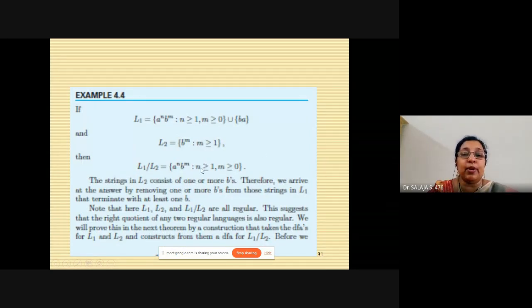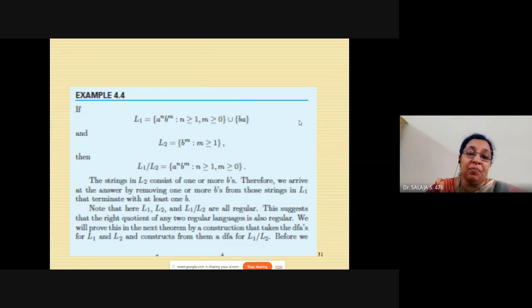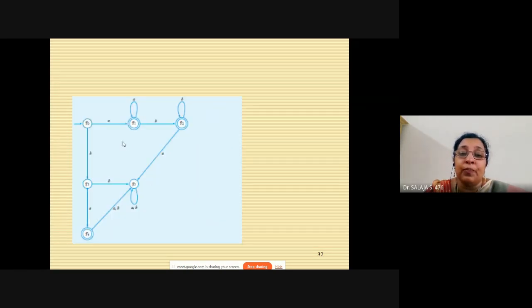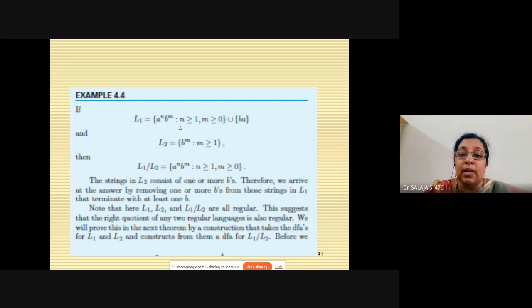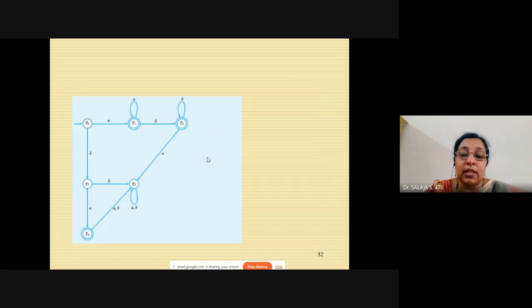We'll take the next example where L1 is A^N B^M, where N is greater than or equal to 1, which means one occurrence of A is mandatory, and M greater than or equal to 0, which means zero occurrences of B are also allowed, union BA. So two different languages are combined. And then L2 is B^M, M greater than or equal to 1, and you are supposed to find L1 slash L2. So we'll draw the diagram for the first part, A^N B^M, N greater than or equal to 1 and M greater than or equal to 0.